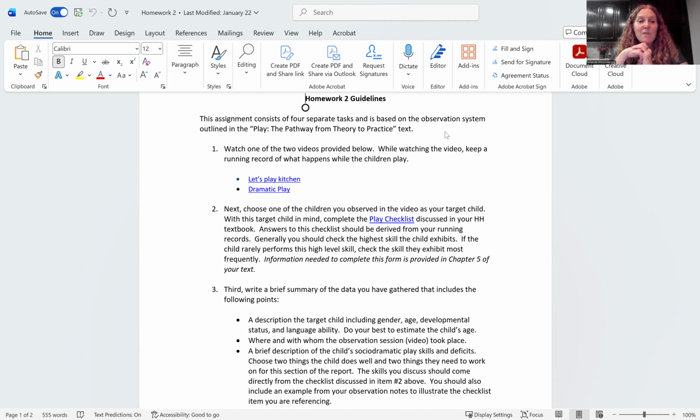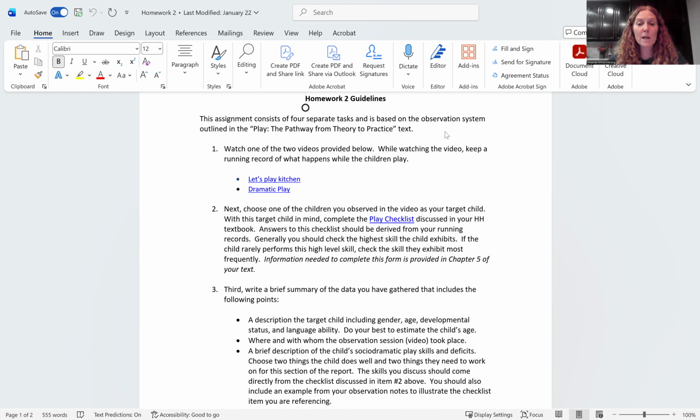As you're watching the video, just keep a running record. If you've had your observation methodology class already, remember that a running record is when you are writing down everything that's happening as it's happening. You shouldn't wait until after the video is over to try and write a summary of what was going on. You're trying to keep notes as the play is taking place. That would be a running record. So start with your running record.